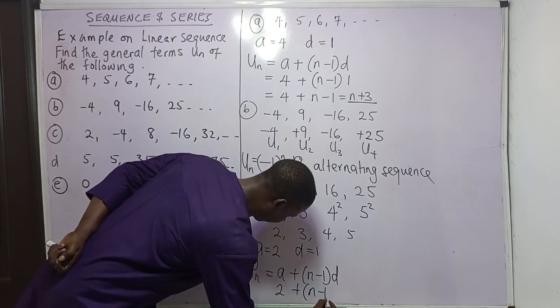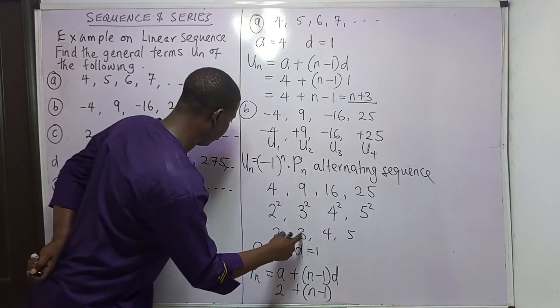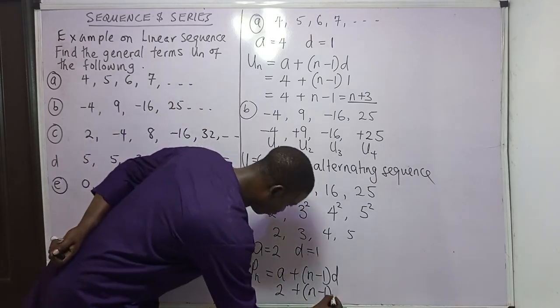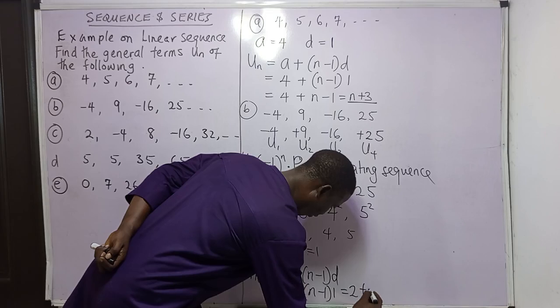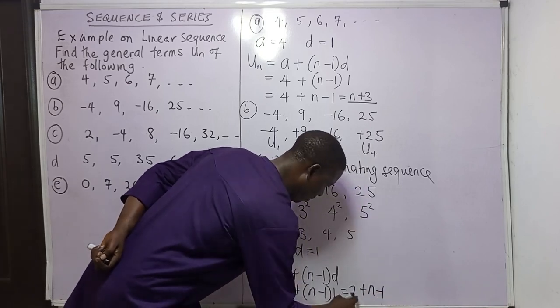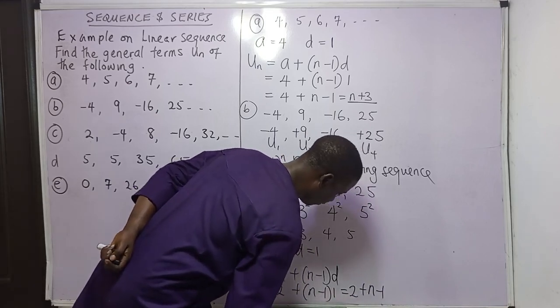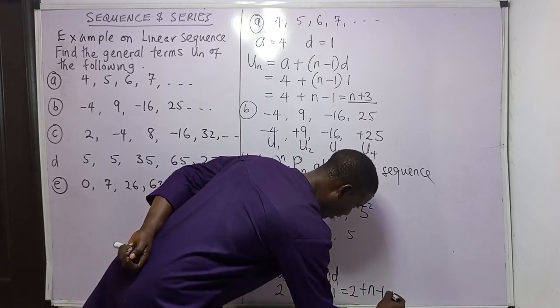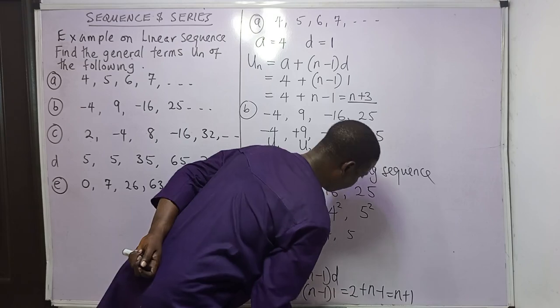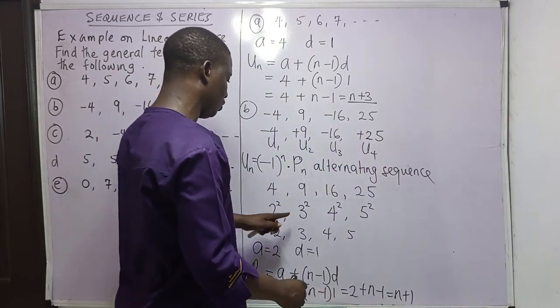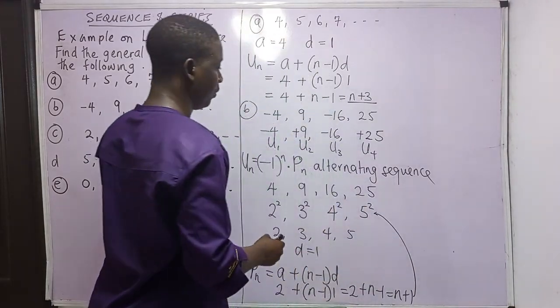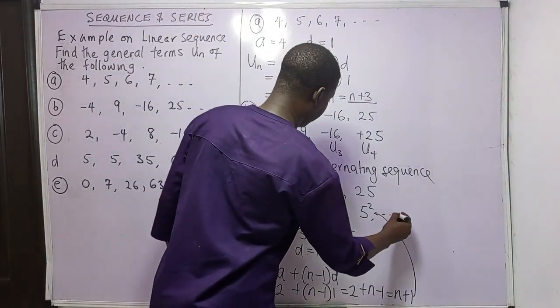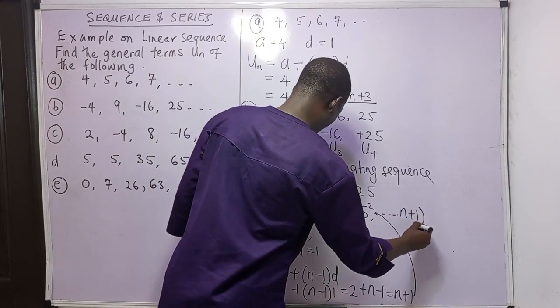Plus n minus 1. What is the common difference between 3 and 2, or 4 and 3? It is 1. So our answer becomes 2 plus n minus 1. 2 minus 1 is 1, so that is n plus 1. But remember there's a power of 2 here. Going back to where we are coming from, this one will now be (n + 1) all raised to what?